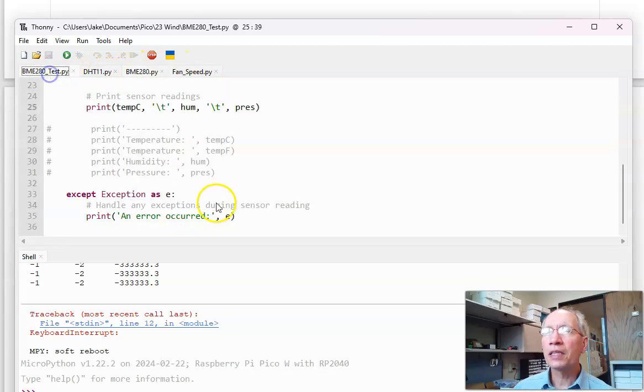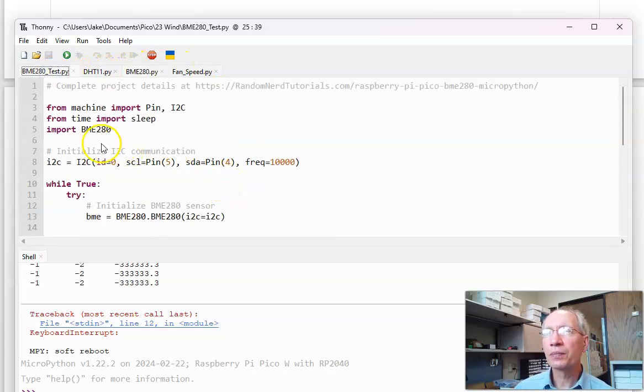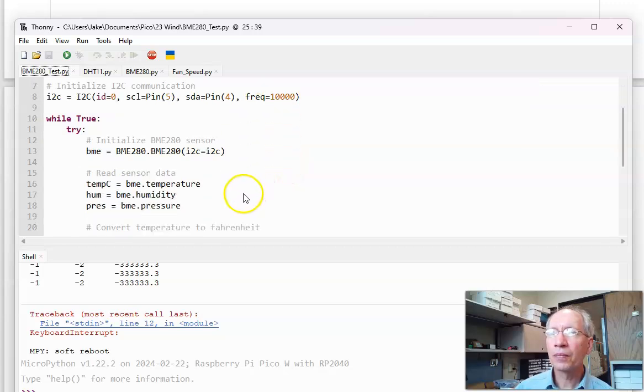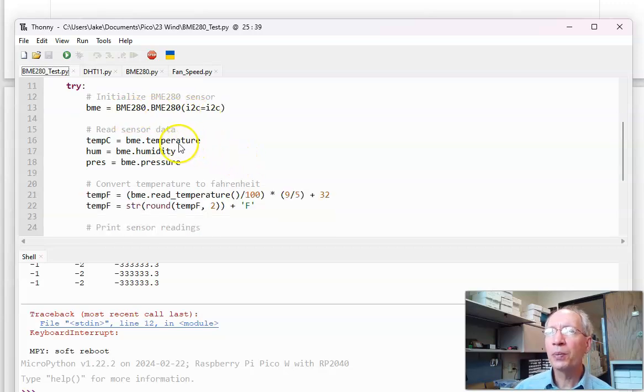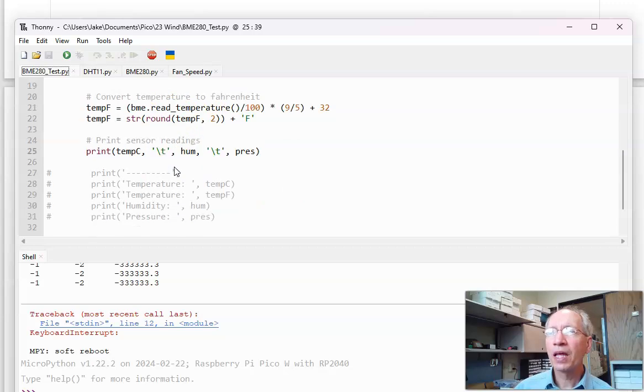I can then take the driver routine. I have to import BME280, which needs to be on the Pi Pico, and define an I2C interface. I am connecting it through pins 4 and 5, communicating at 10 kilohertz. I'm then going to read the BME280 using the I2C interface, pull off the temperature, humidity, and pressure, and then display it.